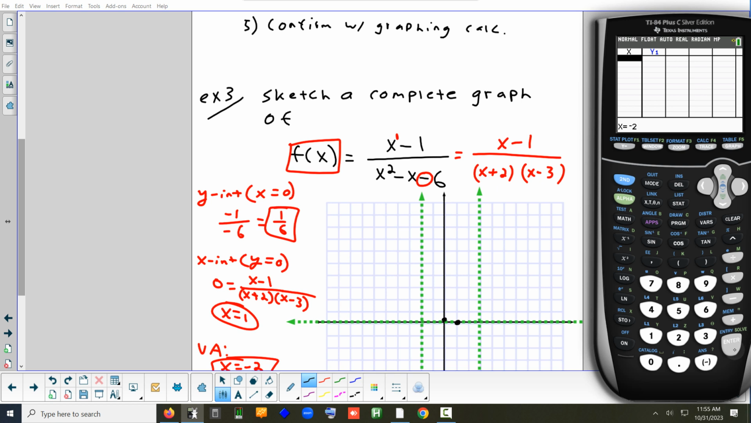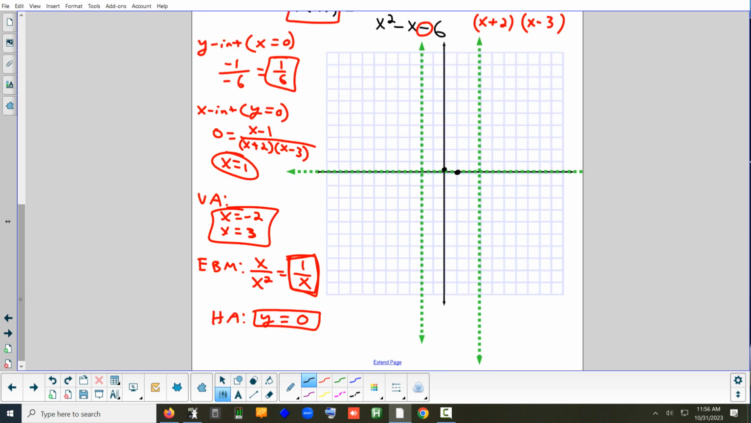-2. So you can't plug in -2. You're going to get an error. But you can plug in something near -2. What's a number that would be just to the left of -2, but extremely close? -2.1. Yeah, -2.01. And we're down at -600. So if you come at it from the left, the graph is going to be way down.